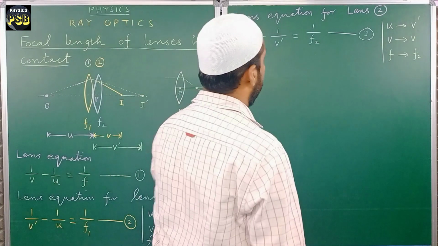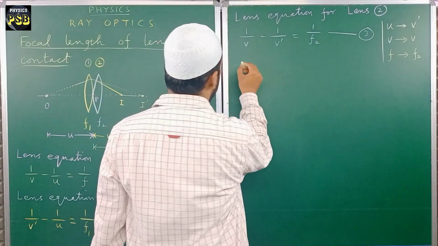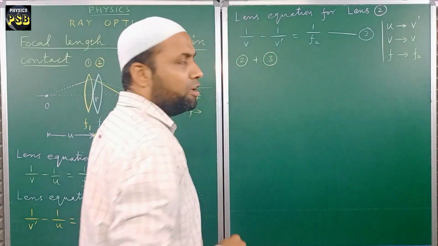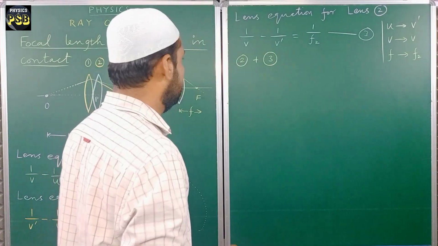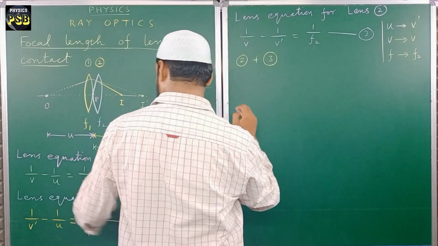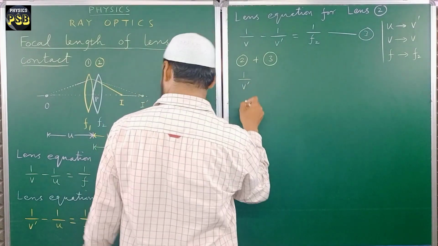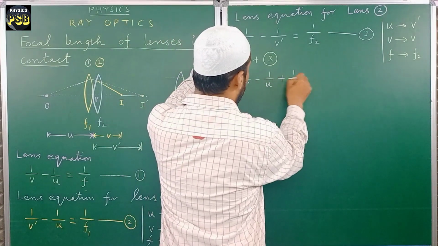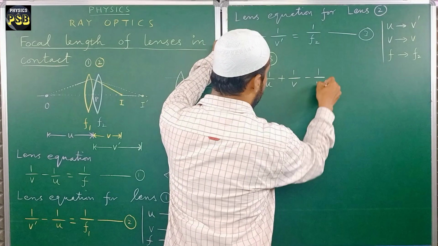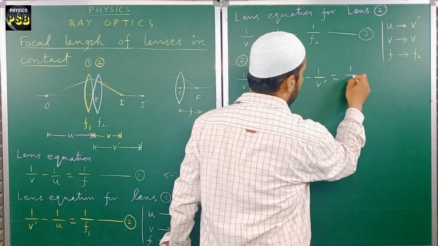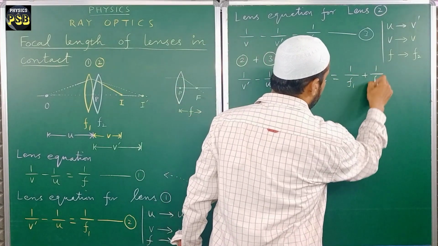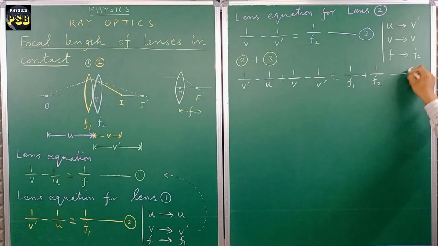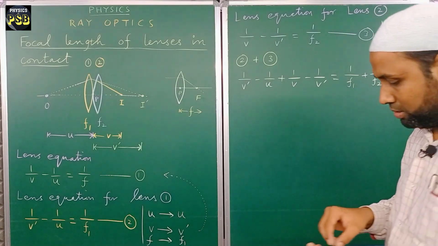Clear? Now I will add equation 2 and 3. Equation number 2 and equation number 3 are added. On adding these two, what will I get? I get this: 1 upon V dash minus 1 upon U plus 1 upon V minus 1 upon V dash equals 1 upon F1 plus 1 upon F2. Clear?